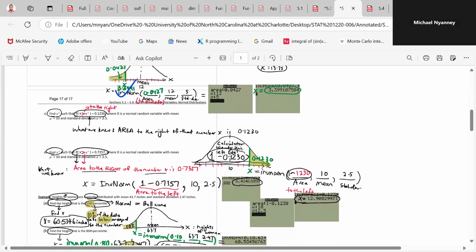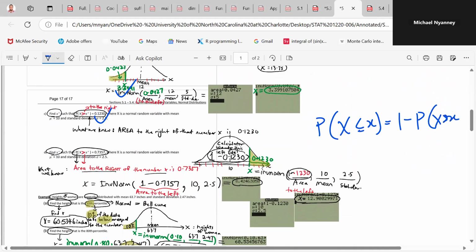So now, here we are given the area to the right. So what we need to do is to convert this to area to the left. How do we do that? If you recall, you can complement it. So this is the same as writing probability of S less or equal to S. This is equal to 1 minus probability of S greater than S.